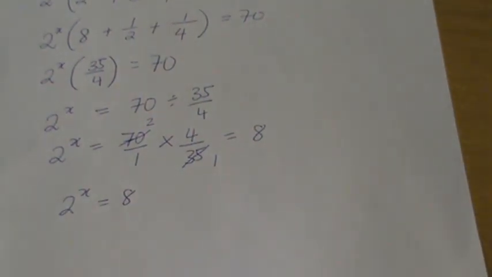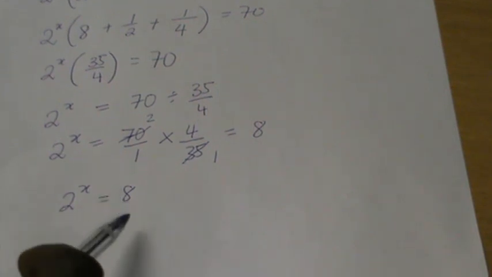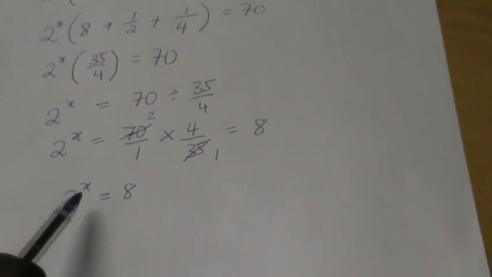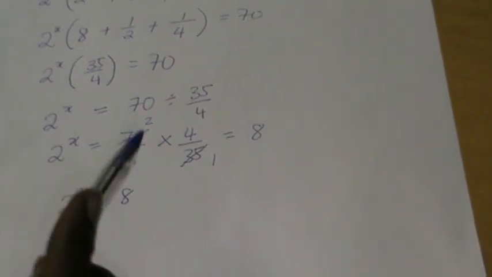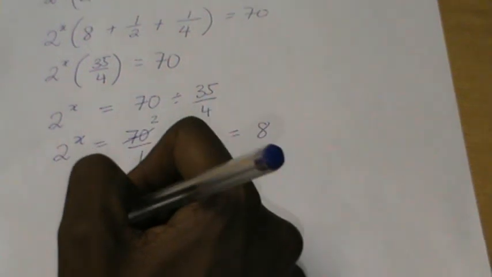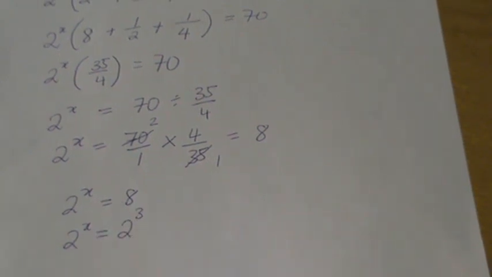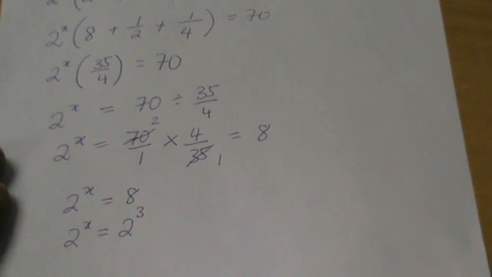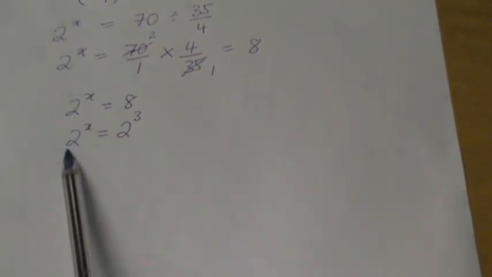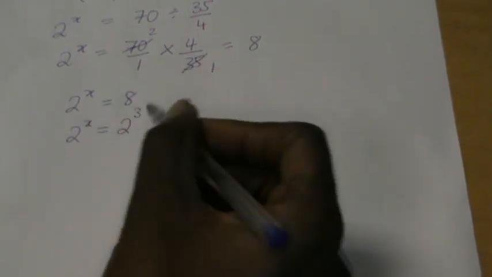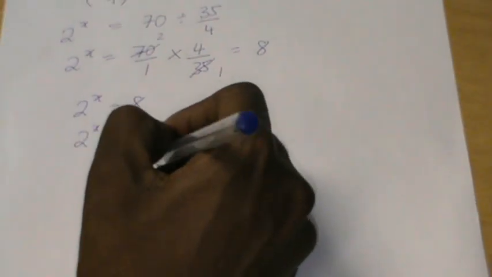Now this one here, you can take logarithms on both sides, that is also fine, but this 8, I think by now you should know you can rewrite 8 as 2 to the power of something. So I have 2 to the power of x, and this is 2 to the power of 3, because 2 times 2 times 2 is equal to 8, so 2 to the power of 3 is equal to 8. Then here, it's just a matter of comparison. You look at your left hand side and your right hand side. The bases are exactly the same, so it means my exponents must also be equal. From here I can conclude that x is equal to 3.